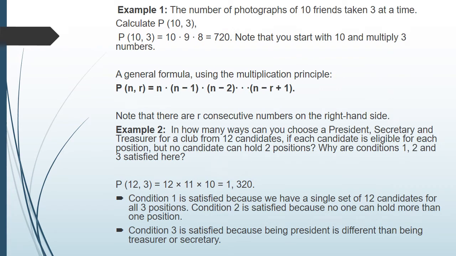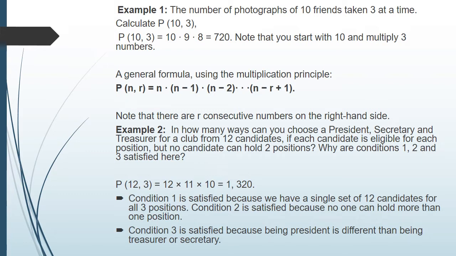Example 1. The number of photographs of 10 friends taking 3 at a time. Calculate P(10, 3). P(10, 3) is equal to 10 times 9 times 8, which is equal to 720. Note that you start with 10 and multiply 3 numbers.